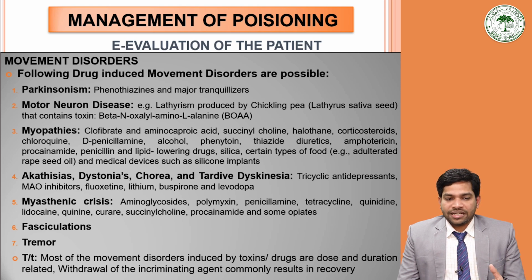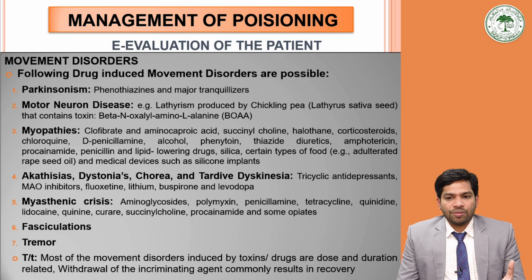Then patients may present with myasthenic crisis. This refers to the sudden onset of severe muscular weakness and may be precipitated by aminoglycosides, polymyxin, penicillamine, tetracycline, quinidine, lidocaine, quinine, curare, succinylcholine, procainamide, and some opiates. Fasciculations are the contraction of muscle fibers within an individual motor unit and appear as a twitching of the affected muscles.